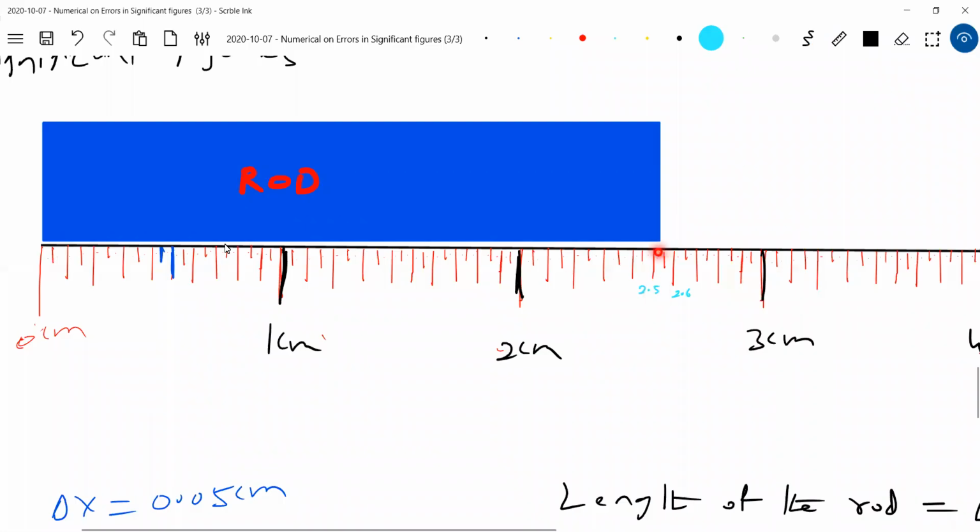Then afterwards what happen? So in between, what we do? We just make a guess, no? So in between, what is this distance? 0.05 centimeter. And look at this particular line. So what shall I write? Length of the rod.